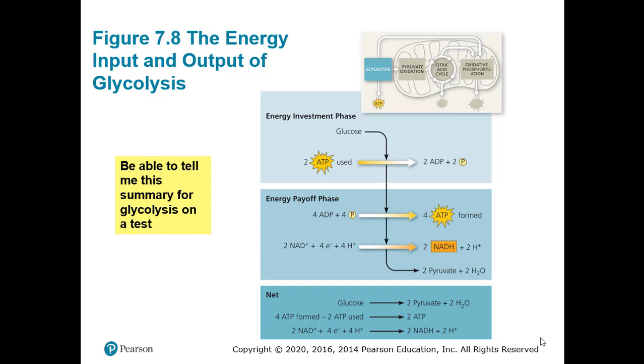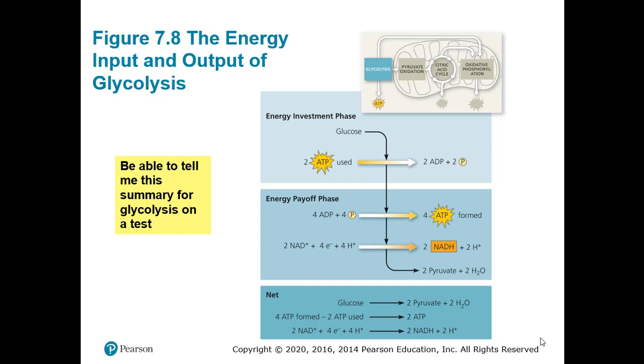If you spent $2 on a lottery ticket in the energy investment phase on a scratch-off, and you won $4, you're only ahead $2, okay? So, we're only making overall 2 ATP because we had to put 2 in. We used 2 up to begin with, so we were in the hole, and we made 4, okay?